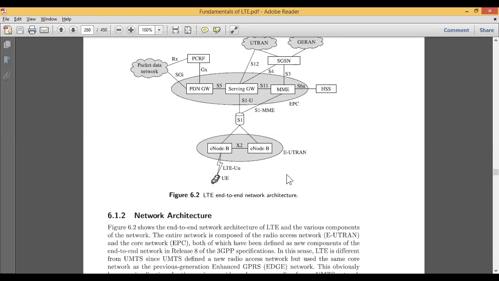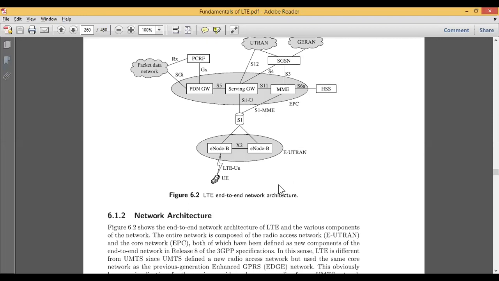In this network architecture there are various components, and the entire network makes use of the radio access network and also the core network. Here you can see two different control architectures are shown. One is called EPC, and the other is UTRAN, that is Universal Terrestrial Radio Access Network. Making use of these two networks, we try to construct the network architectures, and using these networks we try to define some of the new components which are connected end to end.